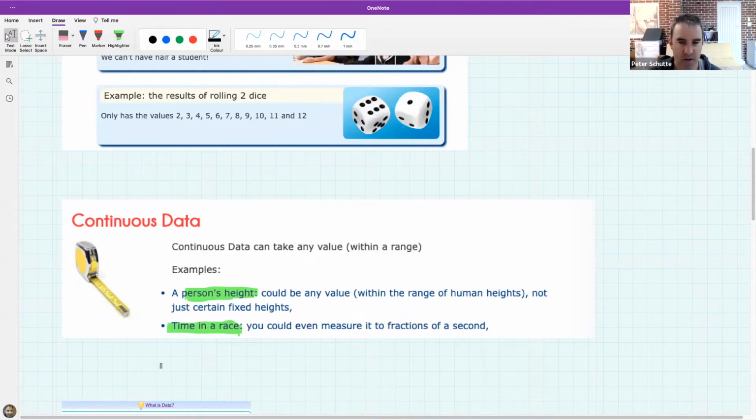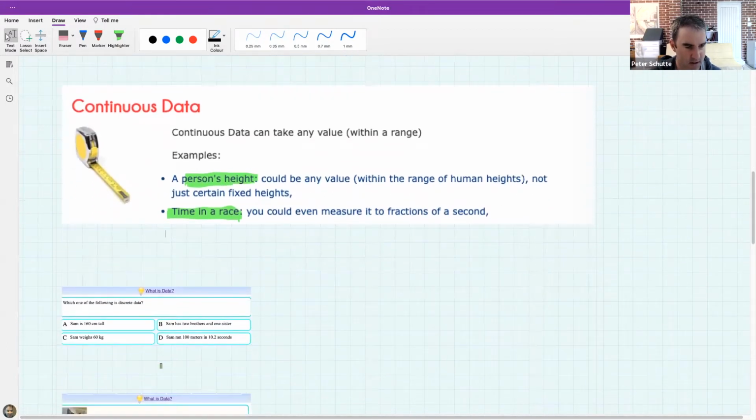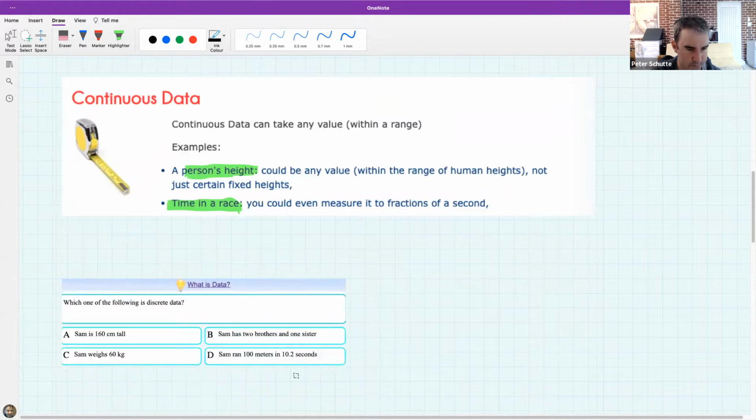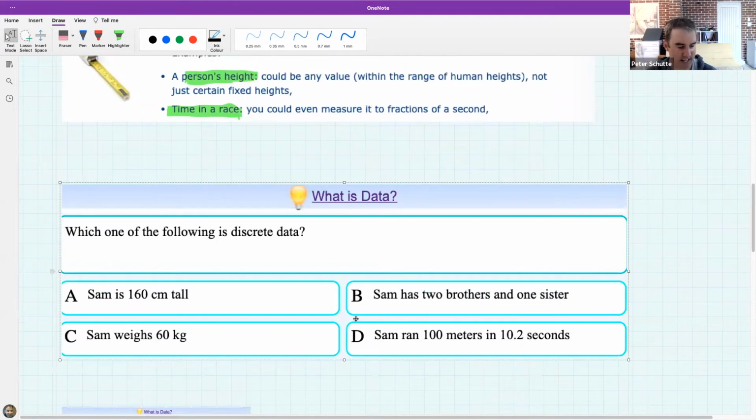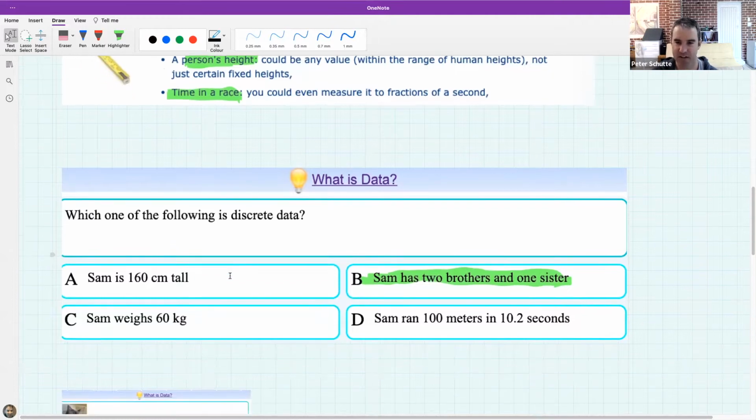Cool. So let's do some quizzes on this. Let's answer this question for me. Which of the following is discrete data? Which of the following is discrete data? Yeah, that wasn't too bad, because you're counting, and there's 2 brothers and 1 sister. Yeah, all good. I like what I'm seeing in the chat. Clearly, you understand the difference between the 2.